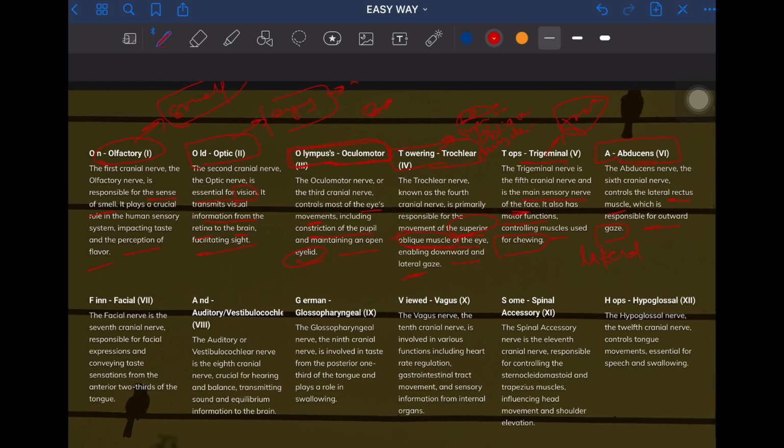Lateral rectus muscle. So this abducens nerve is important.